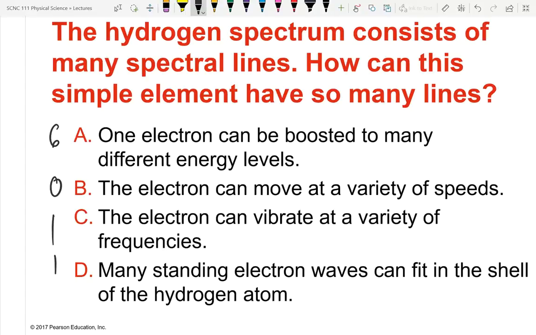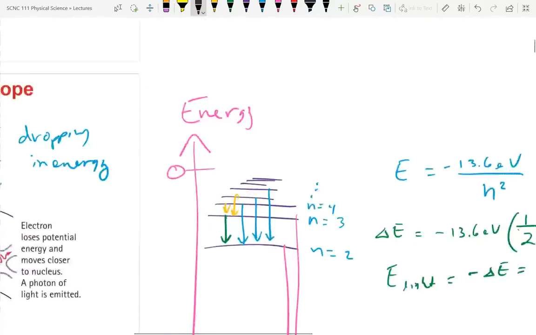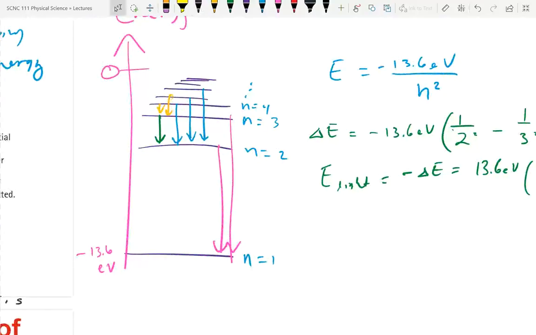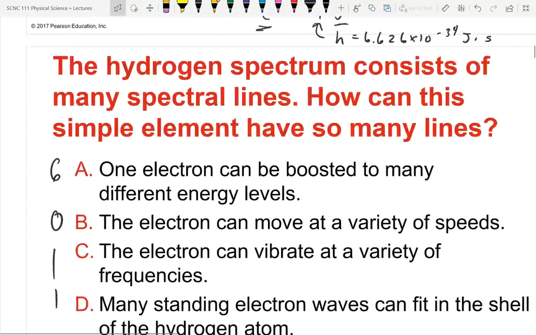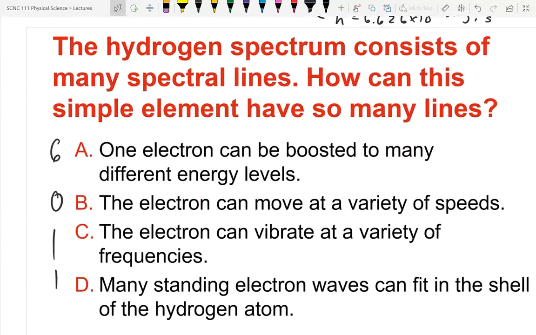So we had fairly good agreement there. Sixty-one percent said one electron can be boosted to many different energy levels. That's correct. That's what we were seeing here. We have all of these energy levels that the single electron can have. And so any jump from one energy level to a lower energy level is going to give off light. And so we can have lots of different colors produced because there are lots of different levels you can jump between.